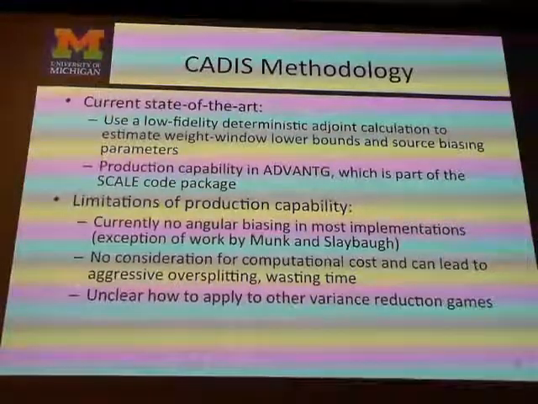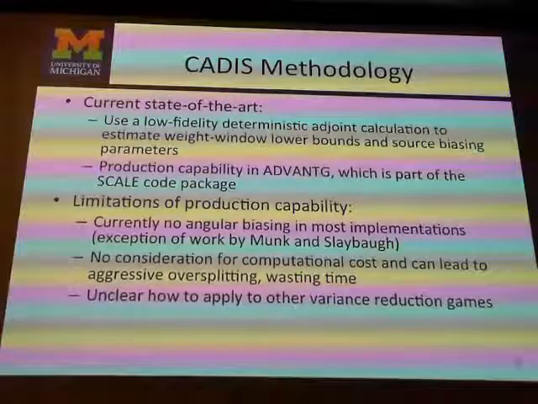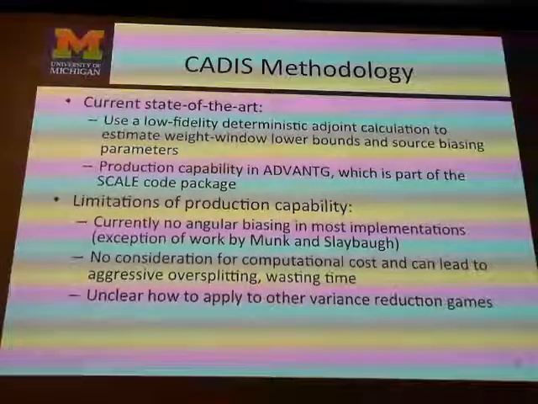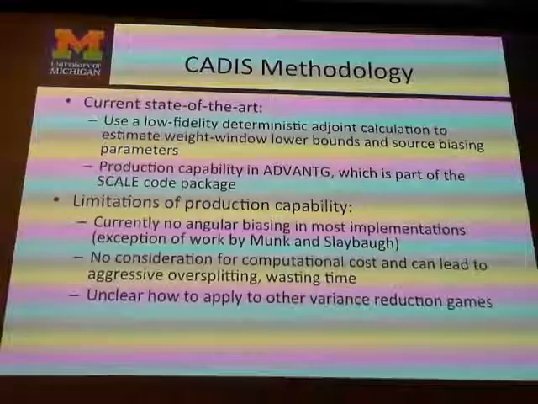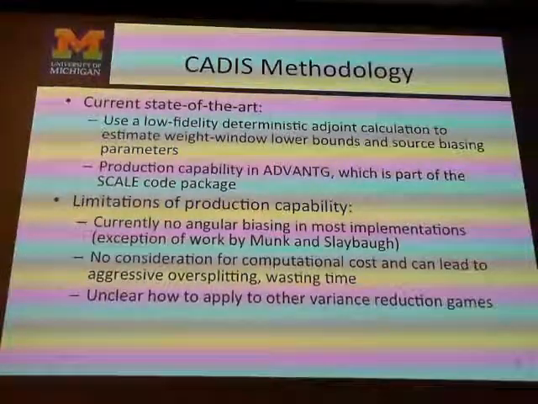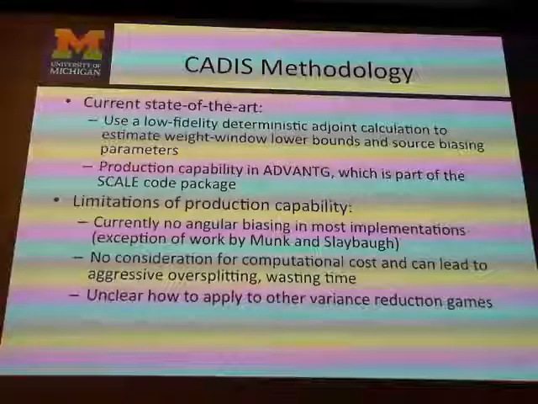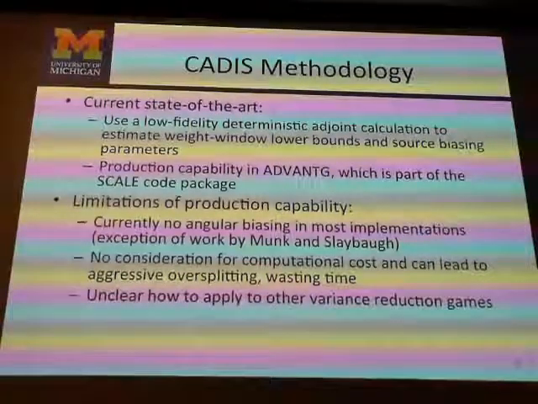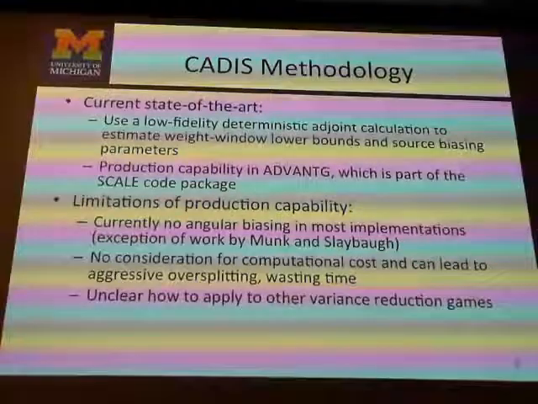Also, Kata has been developed for a specific technique called weight windows and source biasing, but there's a lot of other games out there that we can play that are biased random walk. And it's not necessarily clear how you take the results out of Kata and apply them to those other techniques. So I'm going to show you one in particular called DXTRAN.